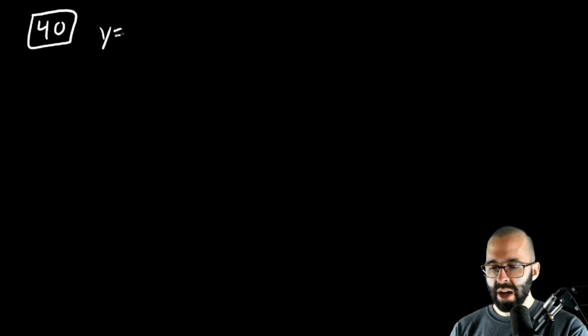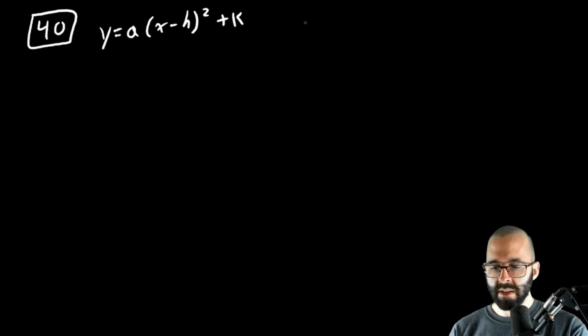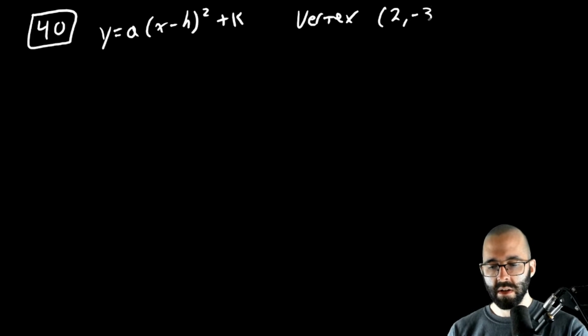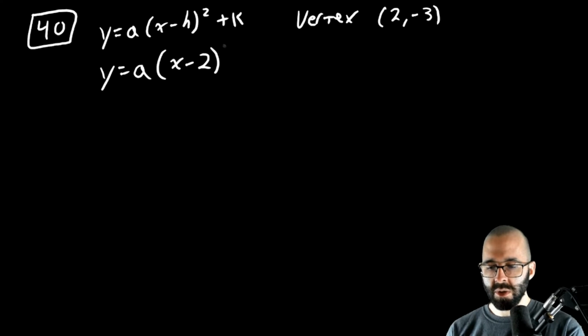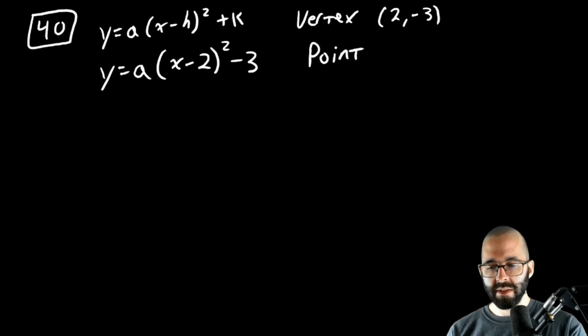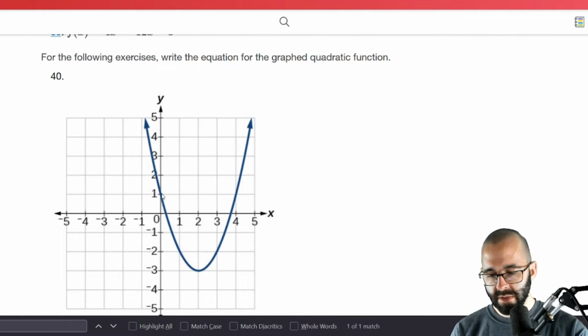So we're going to say this is y equals a times x minus h squared plus k. And our vertex is 2, negative 3. We're going to get y as a times x minus 2 squared plus a negative 3. Now we pick any point we want. Any point on this graph other than the vertex, which we've already used. We can use the y-intercept. We could use anything else.